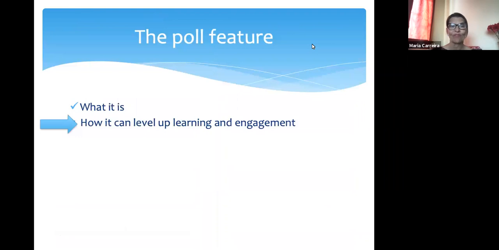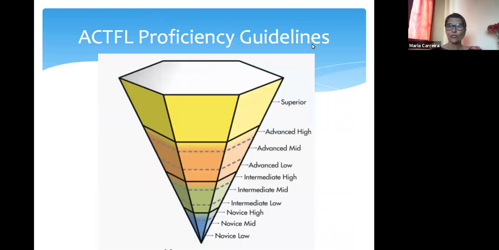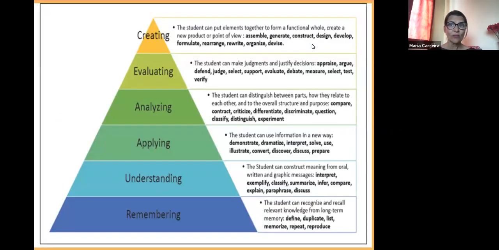So in this sense, I was using this poll to set up, preview or prepare for upcoming work. So now I want to talk about specifically how I use the poll feature to level up learning and engagement. Of course, as language teachers, when we hear the words level up, we think of the ACTFL proficiency guidelines. And here it's just important to remember that we are talking about performance, which is what students can do in the classroom. We can also think about leveling up in terms of Bloom's taxonomy, which, as you know, is a hierarchy of cognitive functions or levels of learning.